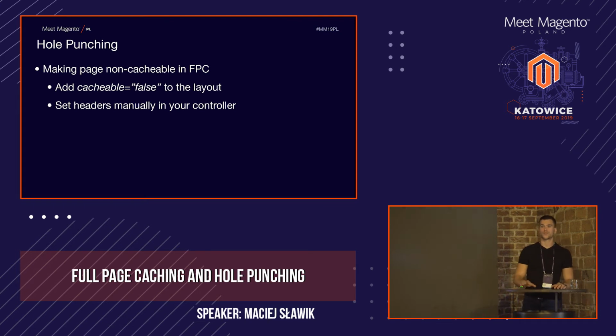Now, what's hole punching? Hole punching means making a page not cacheable. To make a page not cacheable, there are two ways. You can either add a cacheable false flag to any block in the layout of the page, or you can manually set response headers in your controller to make the page not cacheable.